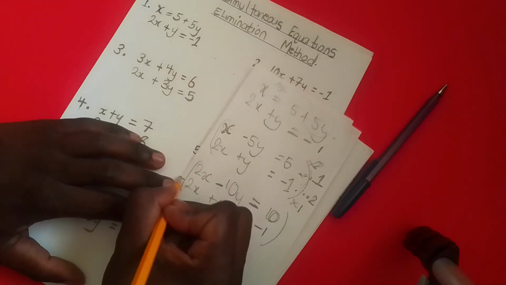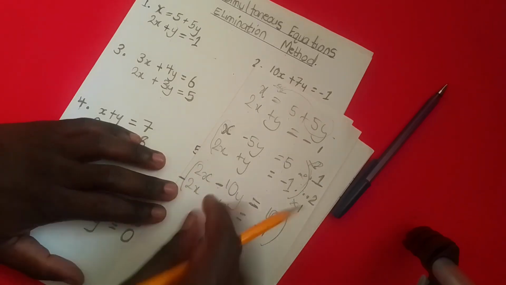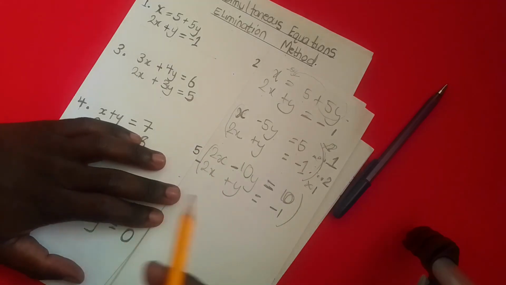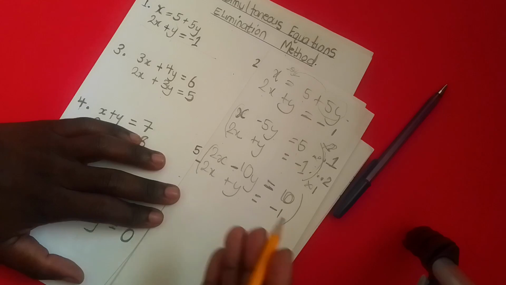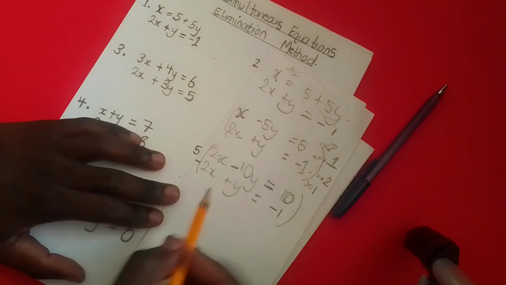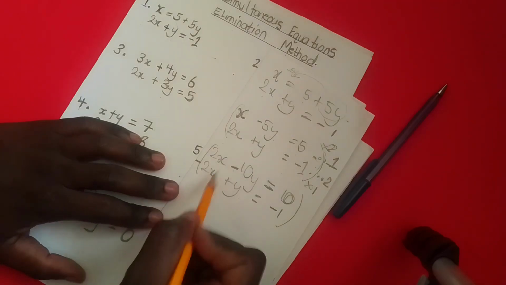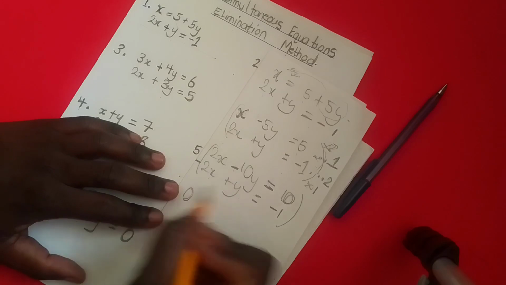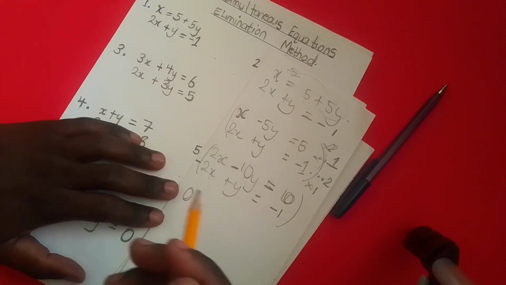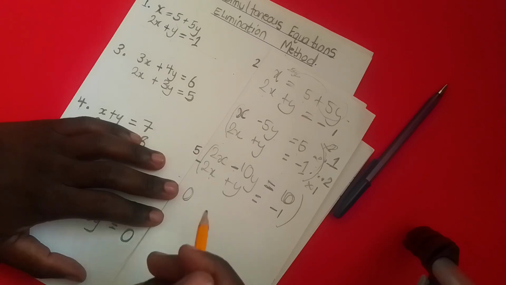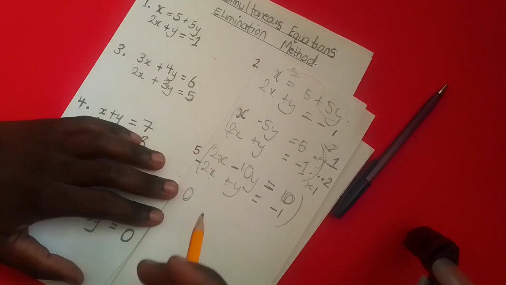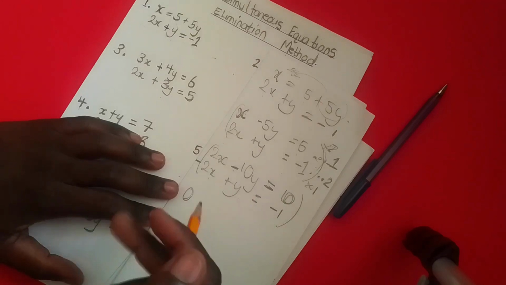Then we are now applying the minus sign, the negative sign. This is the elimination part, so pay close attention. 2x minus 2x is equal to 0. In the elimination method of solving simultaneous equations, you need to pay attention to signs. In general, in mathematics, you need to pay attention to signs.